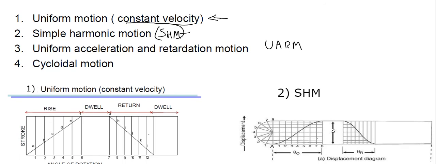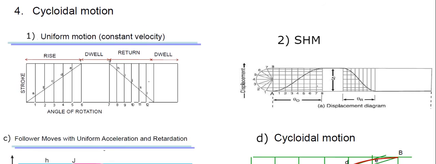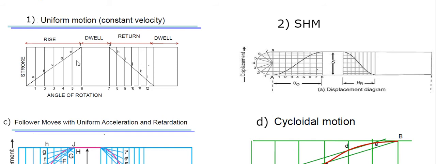There are different methods to draw each of them. So we will see each of them today. So first one is uniform motion or constant velocity. This is the displacement diagram of the uniform motion. Here rise, dwell, return, dwell.